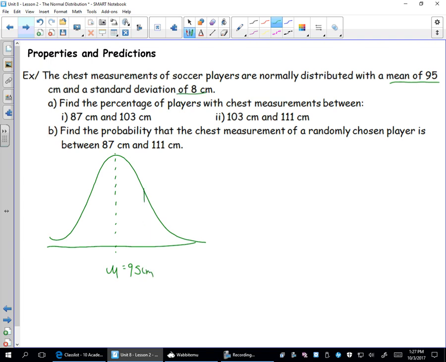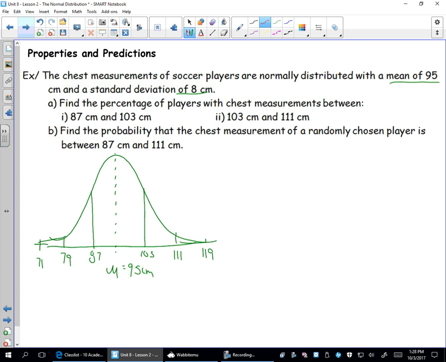So if I go one standard deviation above, I'm at 103. One standard deviation below, 95 minus 8 is 87. If I go two standard deviations, I'm up to 111, or below, I'm down to 79. If I go right to the end, it's so close, it's even hard to tell. Three standard deviations, 119, and over here, 71. And that's what my diagram says to me, and I know some proportions of this curve.